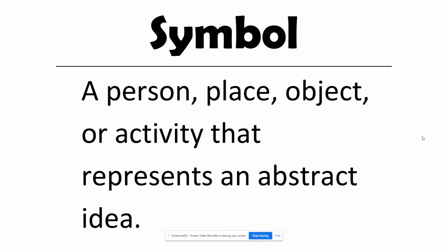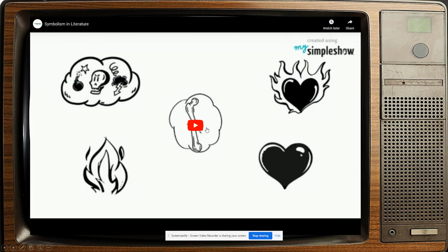Okay, so characterization is the first thing you'll be asked to look for. The second thing we'll be focusing on this week is symbolism. And you'll actually see our first assignment is asking you to create some symbols. But remember, a symbol can be a person, place, object, activity, or even a color that represents a larger, more abstract idea. So let's take a look at this short clip.